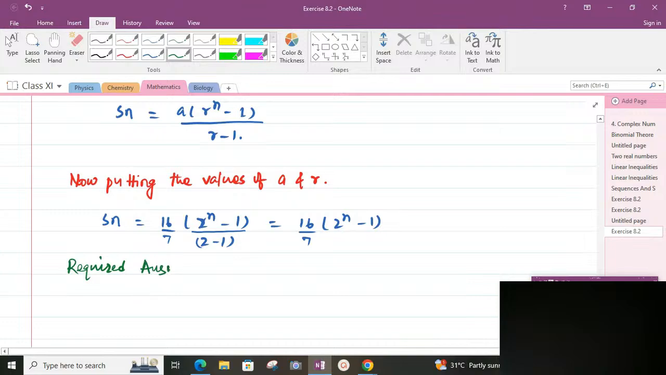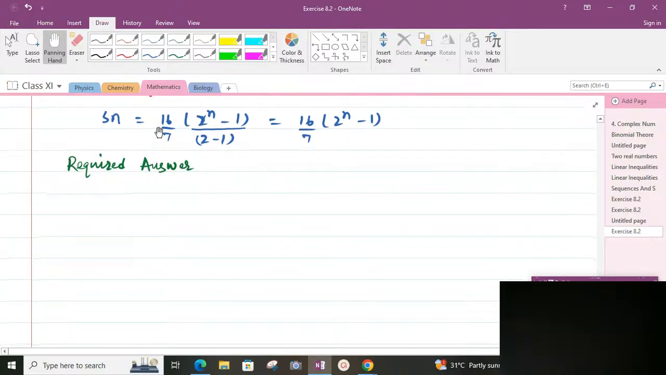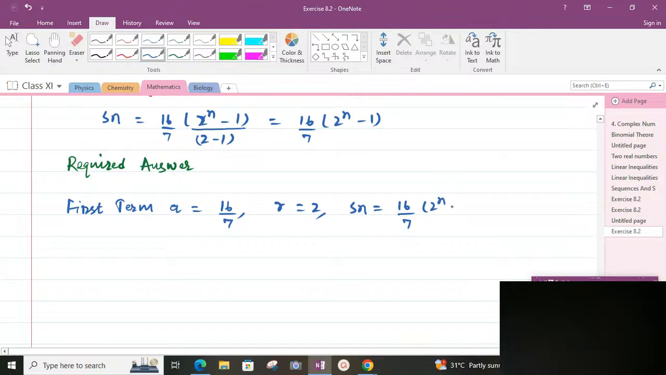required answer here will be first term a equal to 16 by 7, r equal to 2, and Sn equal to 16 by 7, 2 to the power n minus 1. So this is the answer. Of that there is no problem to understand the solution of this question.